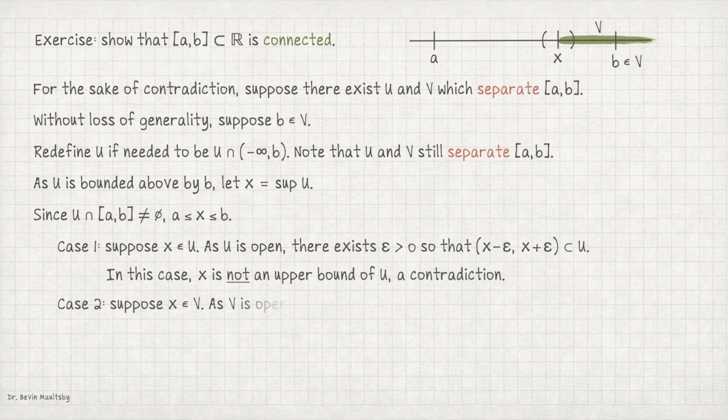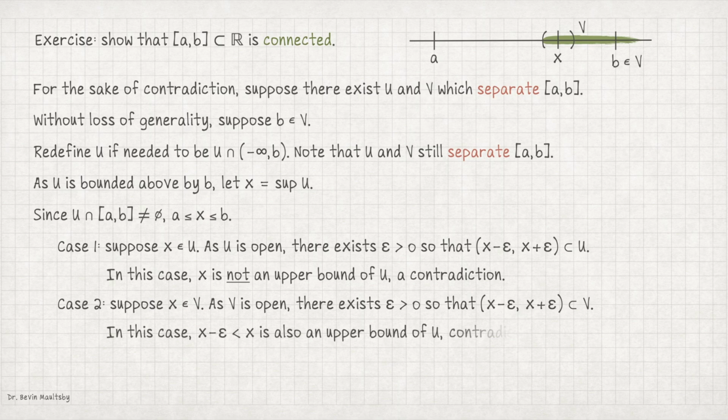Moving on to the second case, consider X in V. Once again, since V is open, there exists a neighborhood around X which would be situated inside of the open set V. Pause and look at the picture. Now what's wrong? In this situation, X is still an upper bound of U, but there are other upper bounds of U to the left. So that means that there are upper bounds of U which are smaller than X, so X is not the supremum of U.